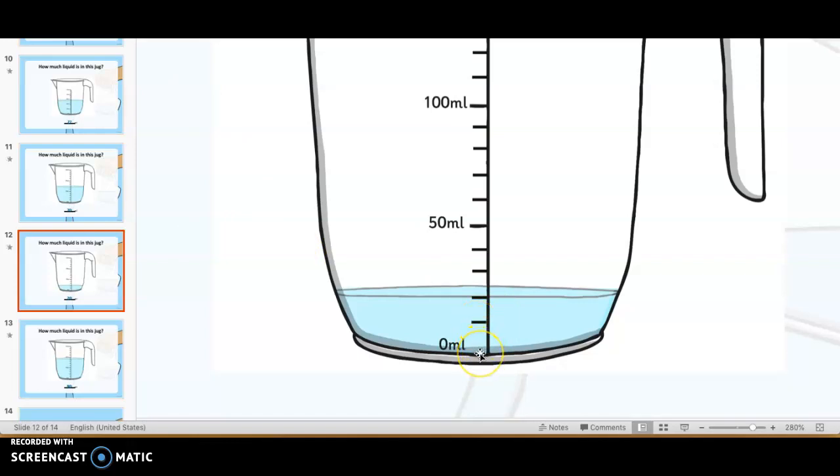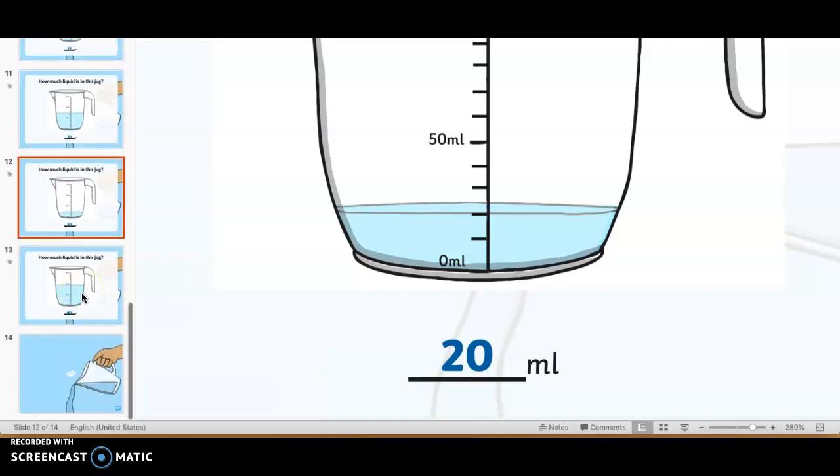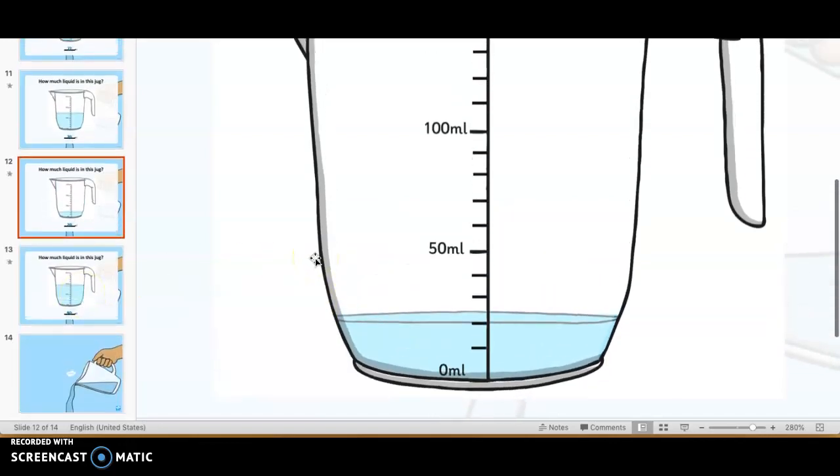So we're counting in tens now. So 10, 20. So this is 20 milliliters. And that's how you work out what the scale is.